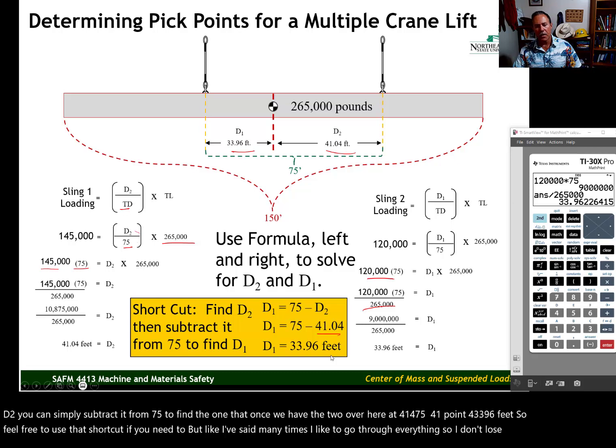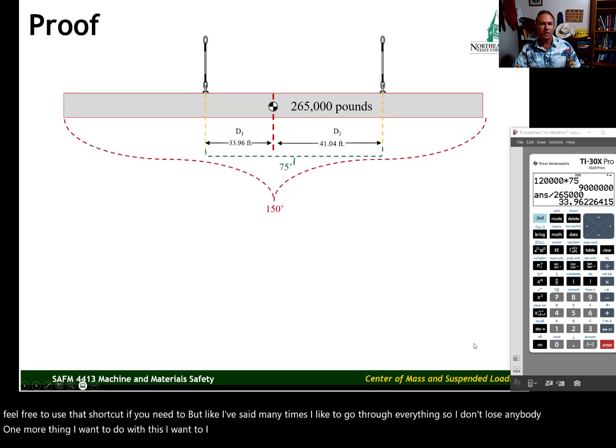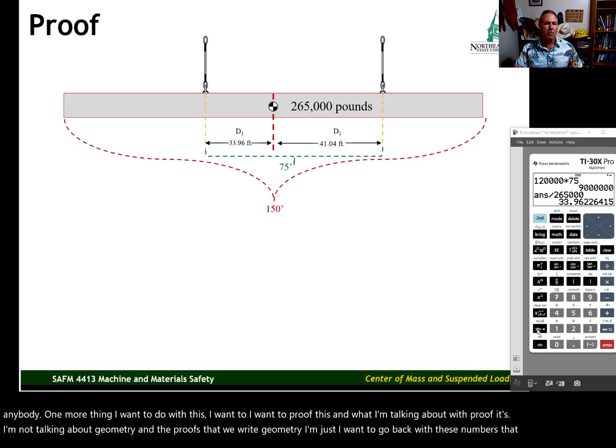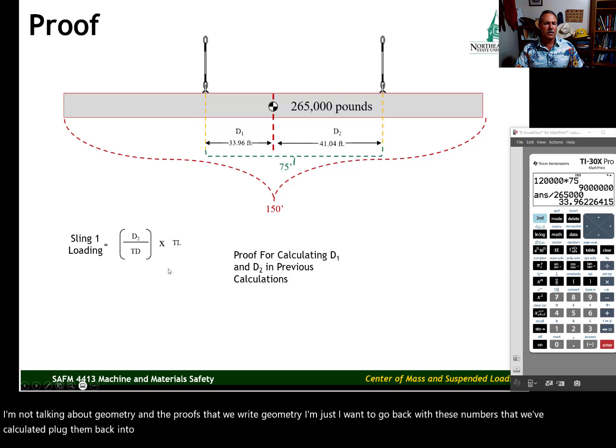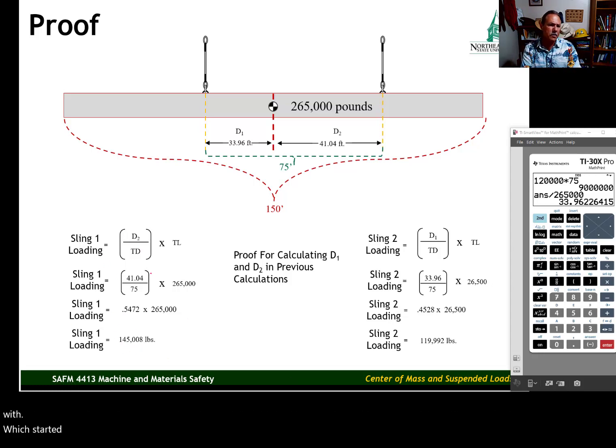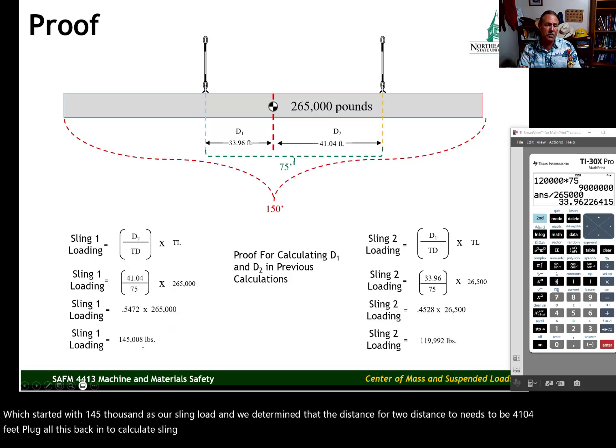One more thing I want to do with this, I want to proof this. And what I'm talking about with proof is we're not talking about geometry and the proofs that we write in geometry. I want to go back with these numbers that we've calculated, plug them back into the formula to see if, sure enough, we come up with the sling loadings that we started with. We started with 145,000 as our sling load, and we determined that the distance for distance 2 needs to be 41.04 feet. Plug all this back in to calculate sling loading, comes out 145,008 pounds.